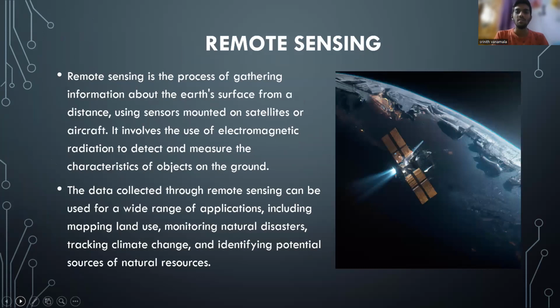Coming to remote sensing, it's the process of gathering information about the Earth's surface from a distance using sensors mounted on satellites or aircraft. Remote sensing uses electromagnetic radiations to detect and measure the characteristics of objects on the ground. The data collected through remote sensing can be used for a wide range of applications, such as mapping the land use, monitoring natural disasters, tracking climate changes, and many others.